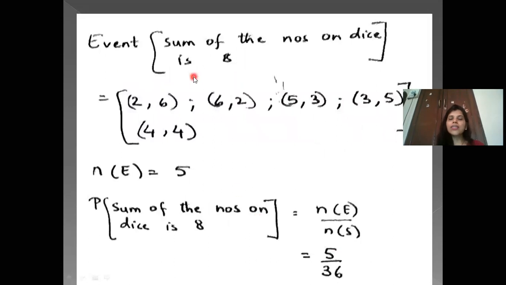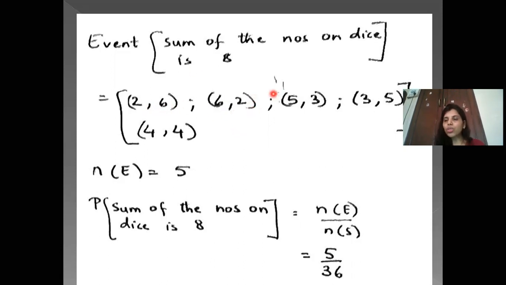So in the next part, it is said sum of the number on the dice is 8. So 2 comma 6, because when you are saying 8, you have to check for all the possibilities. So if you are taking 1 as the beginning number, 1 plus 7 is 8, but 7 is not there on the dice. So we select 2. 2 plus 6 is 8, 6 plus 2. Okay, you have to take the reverse.